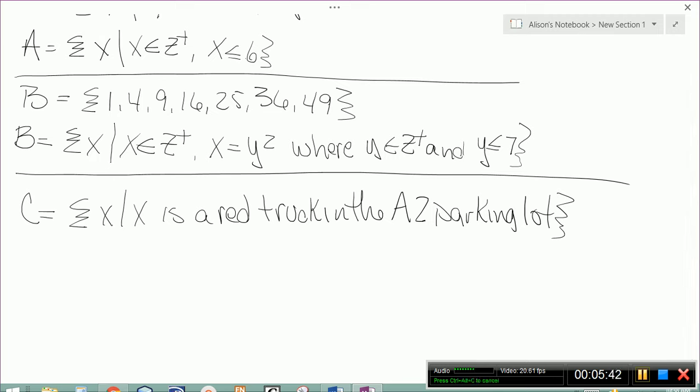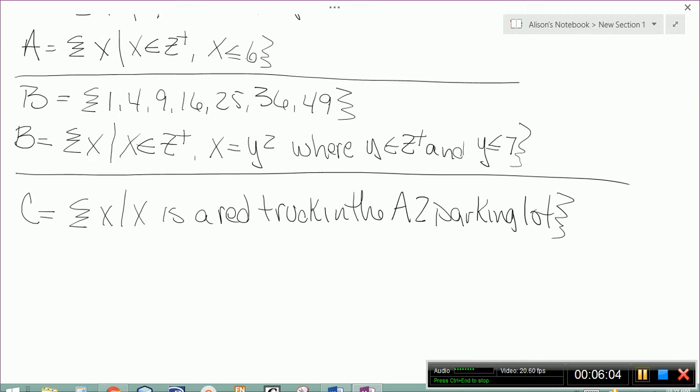Now, given any particular object, I can tell, based upon this definition in my set builder notation, whether or not it belongs in the set. If somebody were to give me a green truck in the A1 parking lot, I can tell based on this definition that it doesn't belong. If somebody were to give me the number 455, I can tell that 455 is also not a red truck in the A2 parking lot.